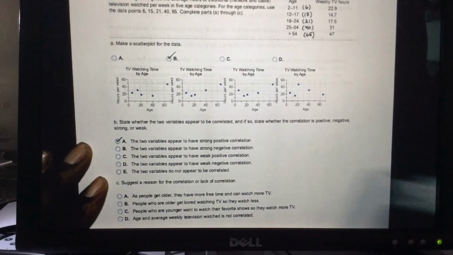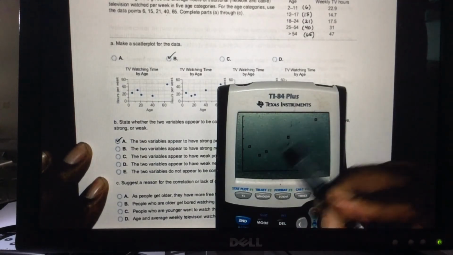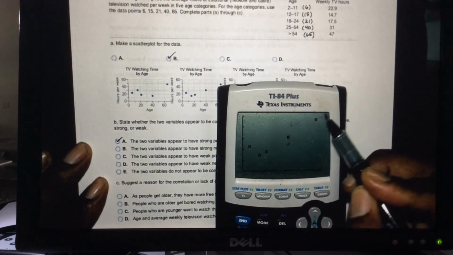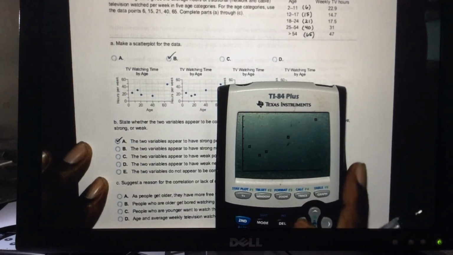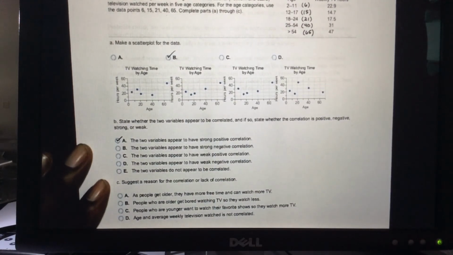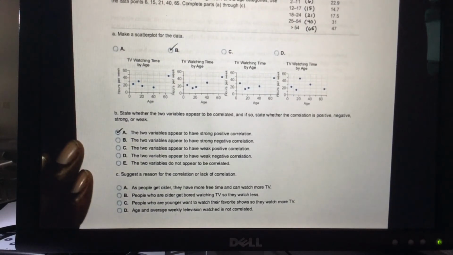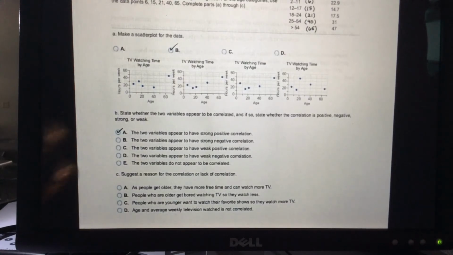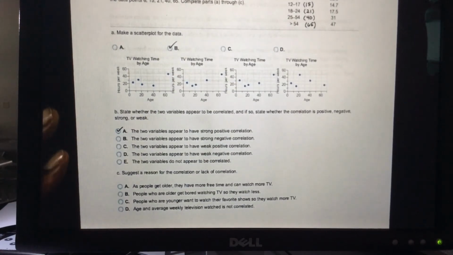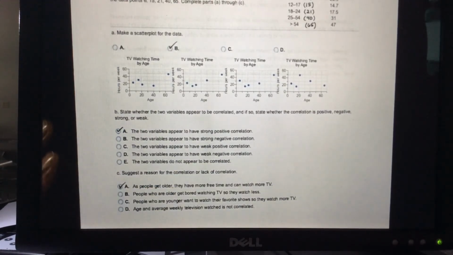Because if you look at it, the slope, the height of it going in the upward direction, that's real steep. So it's a strong positive correlation. Okay, and suggest a reason for the correlation or lack of correlation. In this case, when we get older, we have more free time and can watch more TV. So the older a person gets, the more free time they will have to watch TV.